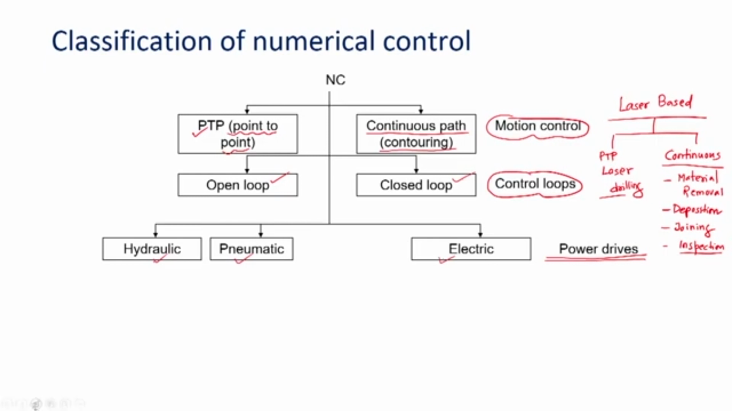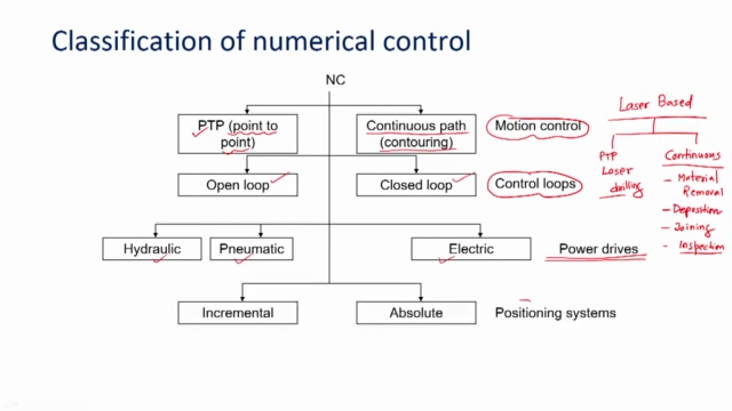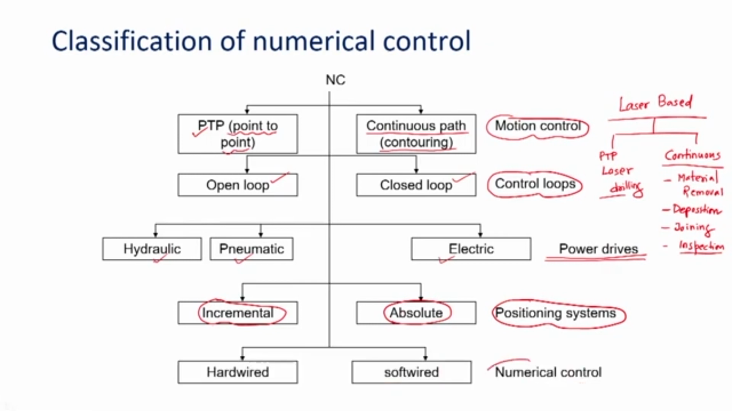So, this is the PTP machine. Here the path is not defined by the programmer. There is a plane x and y and we have point P to Q, and the programmer is just providing the coordinates of P and Q. This path would be computed by the control unit. So, that we call PTP programming, point to point programming.